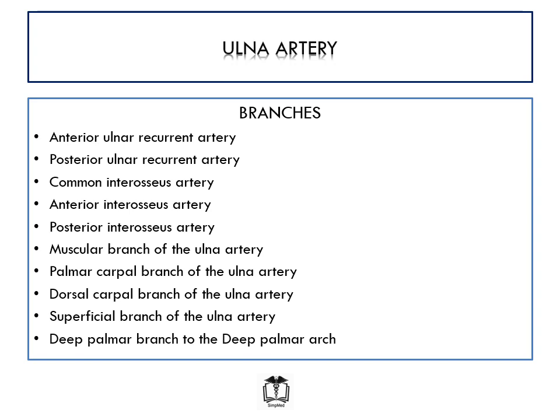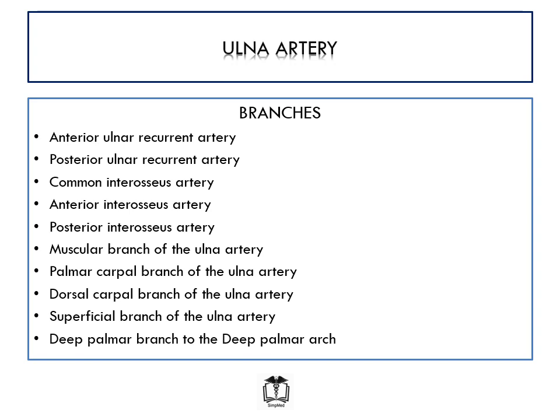What are the branches of the ulnar artery? We have more branches of the ulnar artery compared to the radial artery. This includes the anterior ulnar recurrent artery, posterior ulnar recurrent artery, common interosseous artery, anterior interosseous artery, posterior interosseous artery. So we have a lot of interosseous and recurrent arteries found at the proximal part of the forearm.